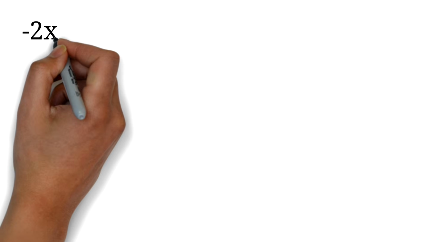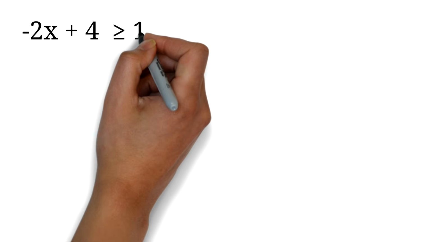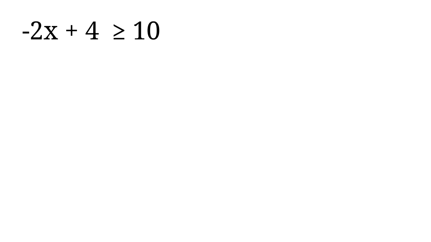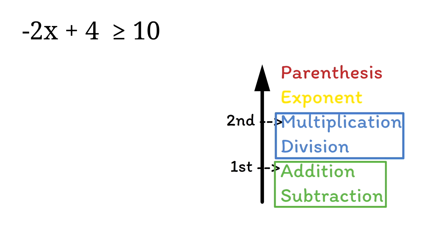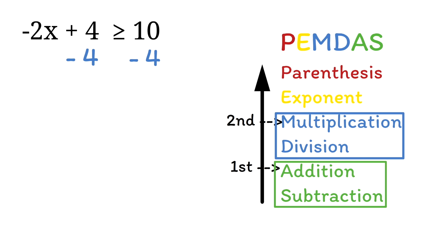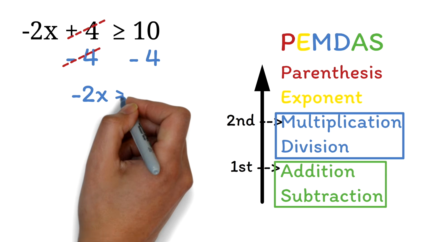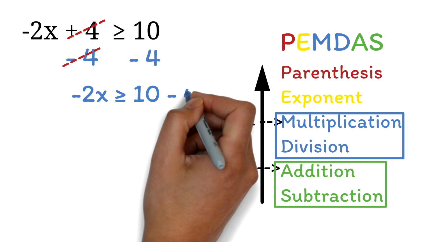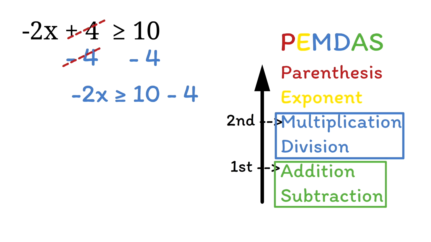Negative 2x plus 4 is greater than or equal to 10. To solve this, just as we did with our previous example, we will use the reverse order of operations in PEMDAS. So we first subtract 4 from both sides of the inequality. This gives us the expression negative 2x is greater than or equal to 10 minus 4. 10 minus 4 is 6.